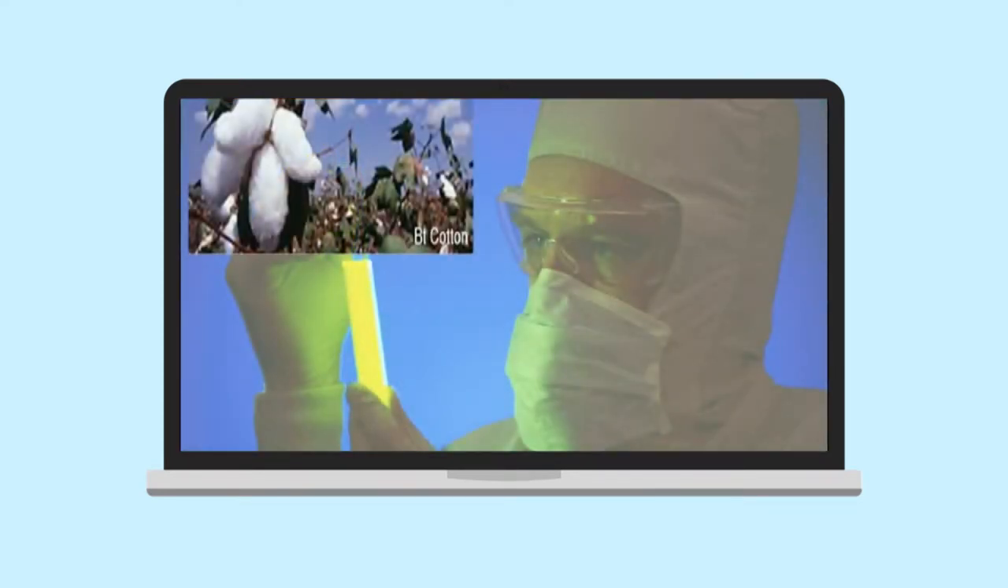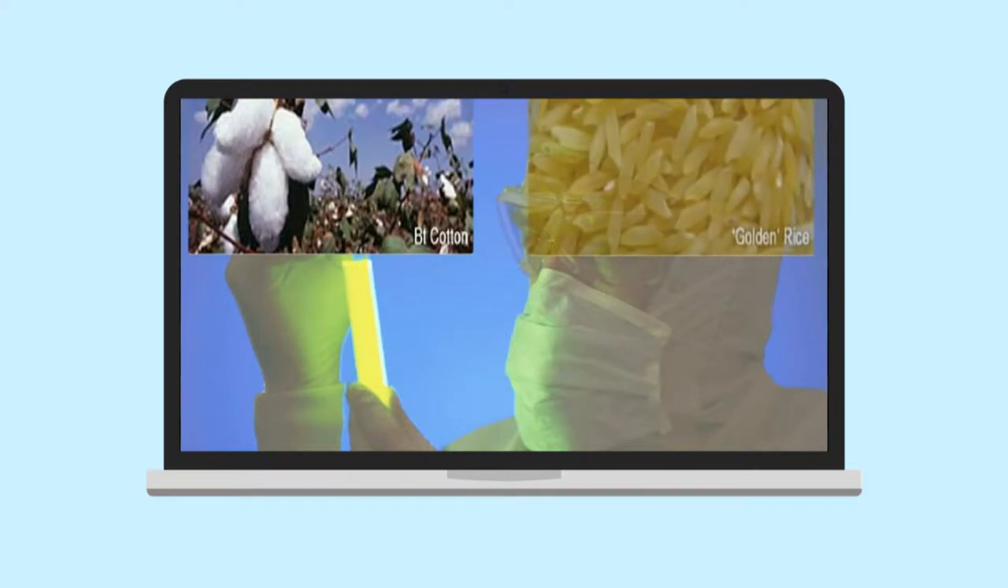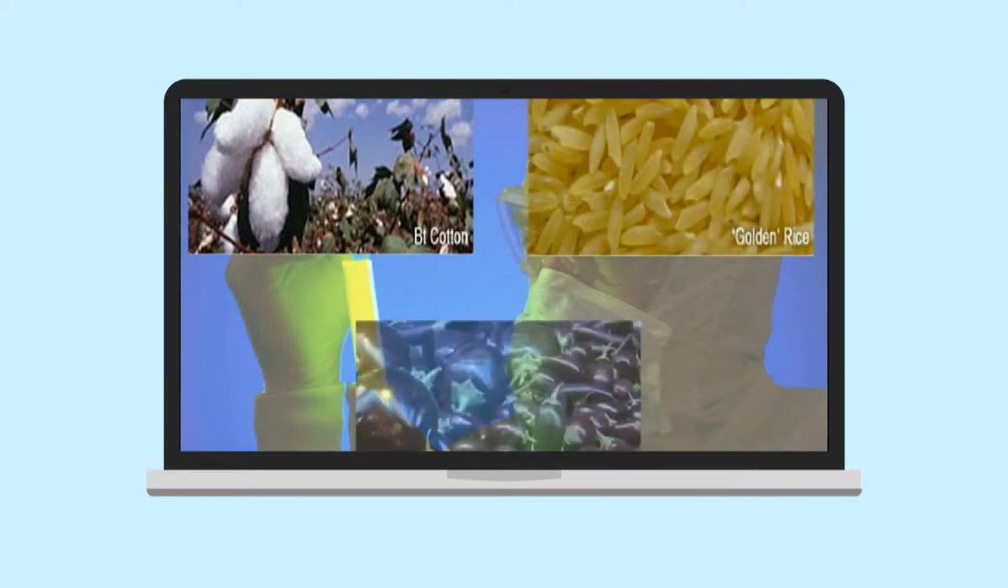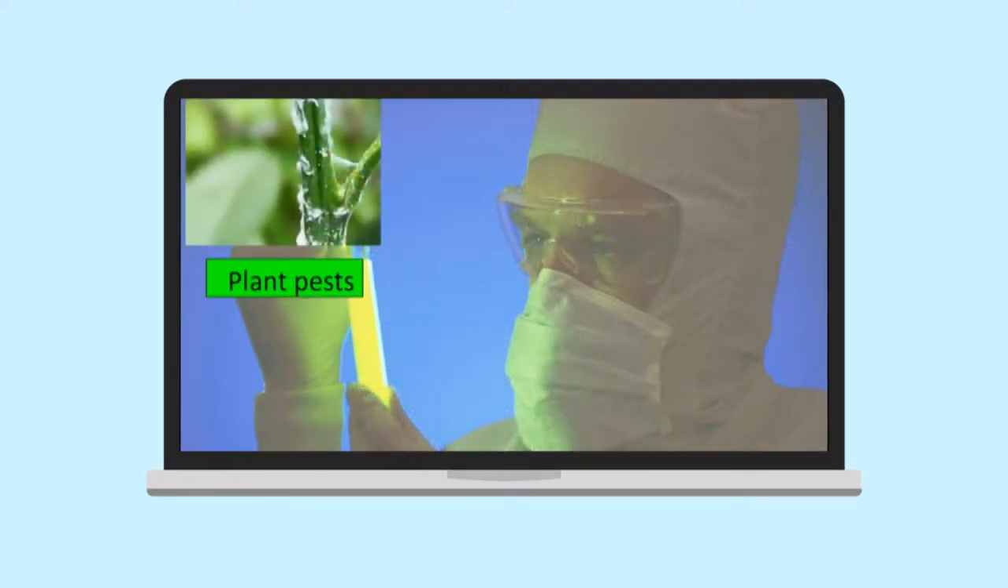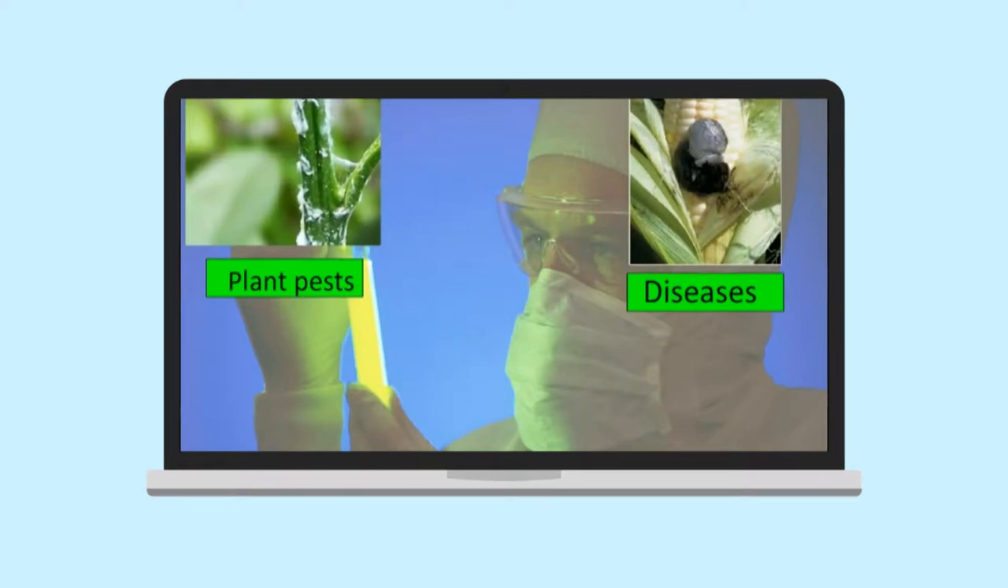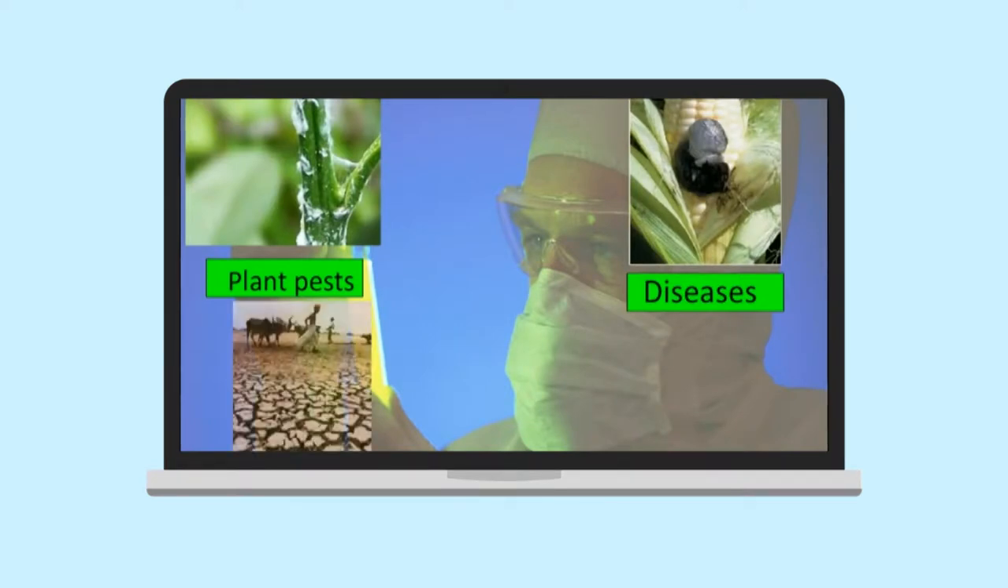The main advantage of utilizing biotechnology in agriculture is the possibility of increased productivity through the use of newer varieties that possess properties such as resistance to pests, diseases, and other stressful conditions like drought, salinity, or waterlogging.